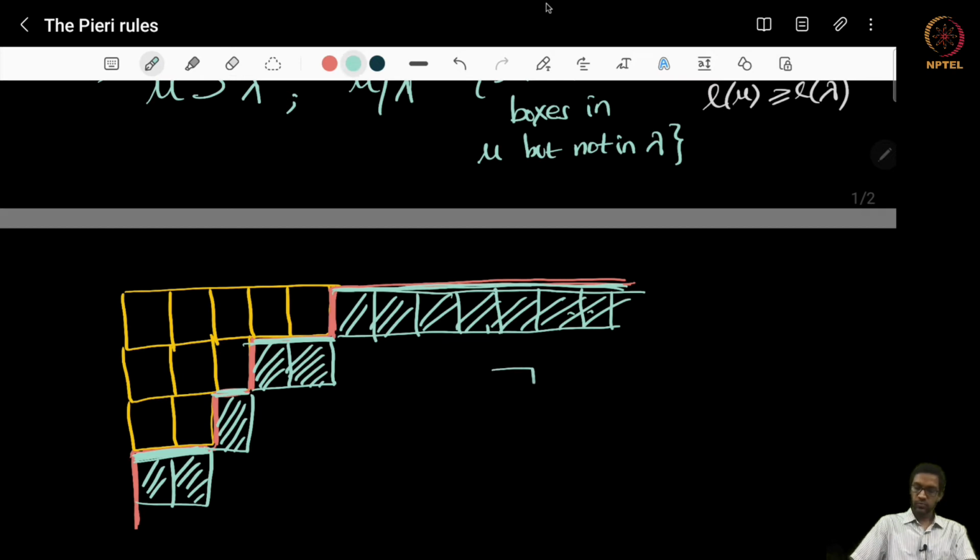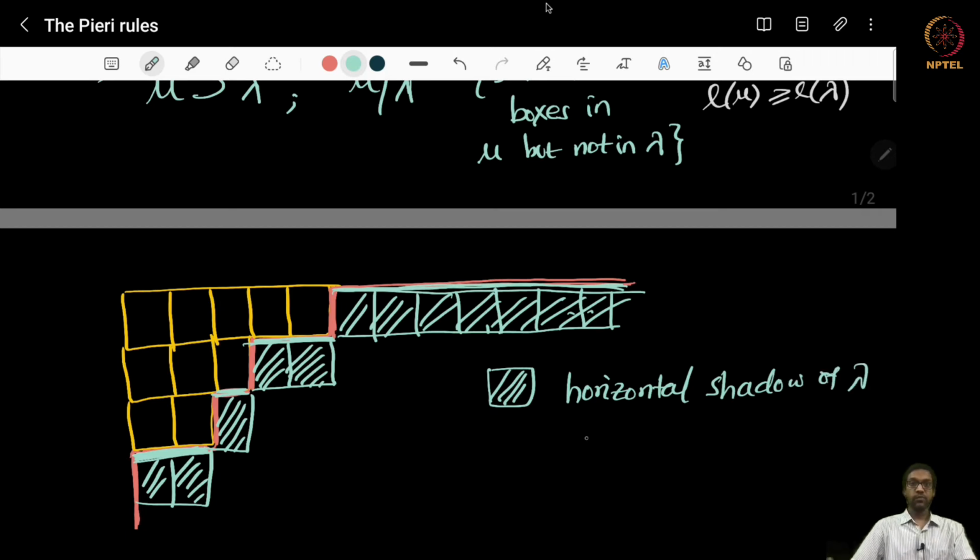Okay, so these blue cells form what's called the horizontal shadow of lambda. They have at least one side in common with one of the horizontal segments. Another way of saying it is you just take the shape of lambda, and in each row you take the cells which are to the right, just beyond the boundary, but you only go as long as you have something on top of you.